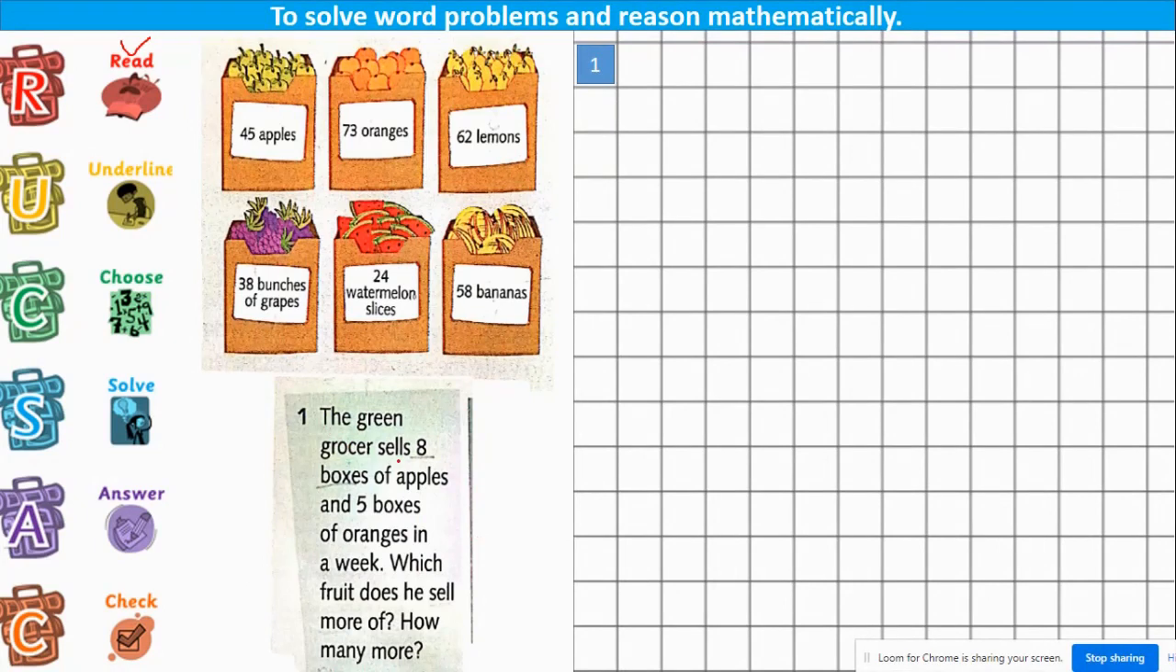The greengrocer sells 8 boxes of apples and 5 boxes of oranges in a week. Which fruit does he sell more of? How many more? So we have read the word problem. Now we are going to understand, or underline, the important information.